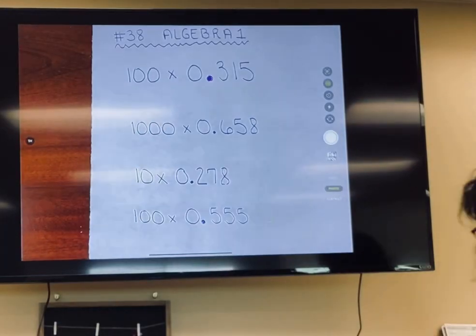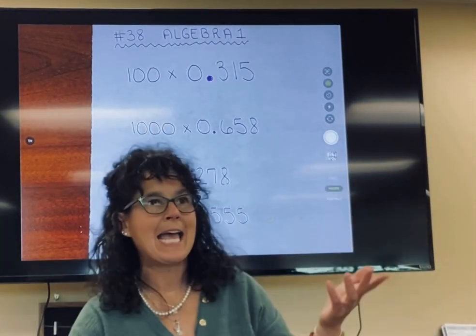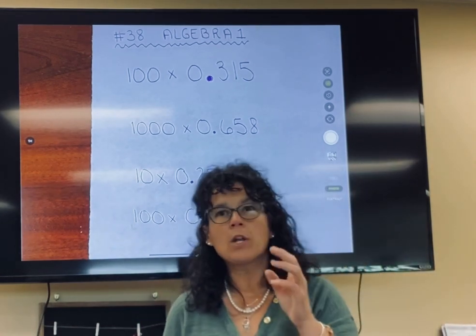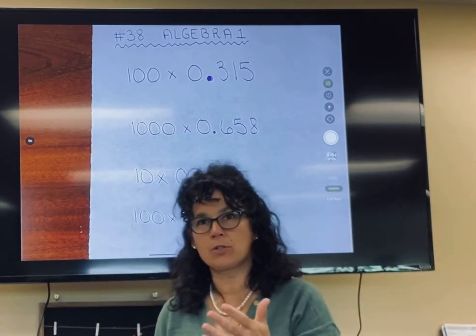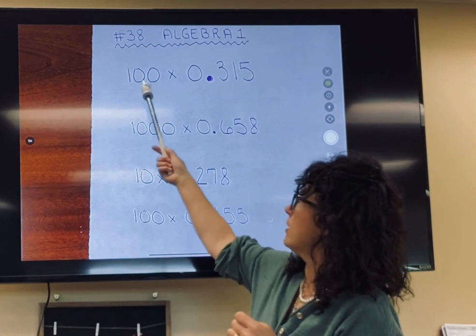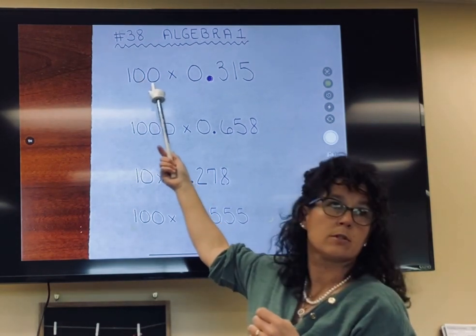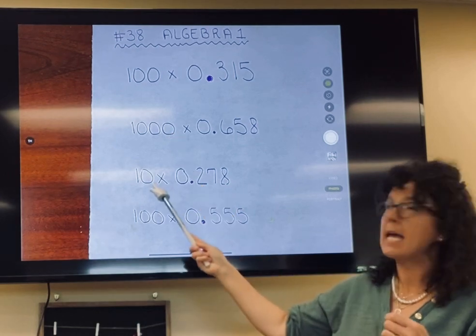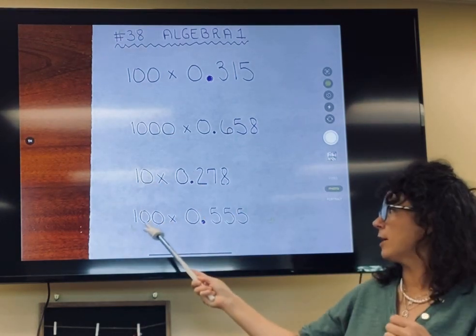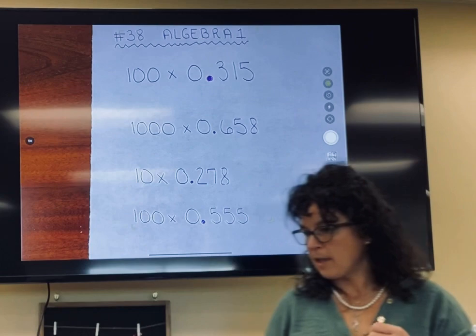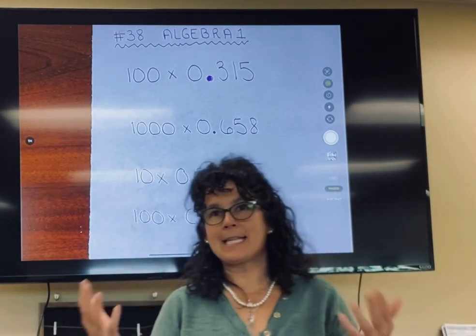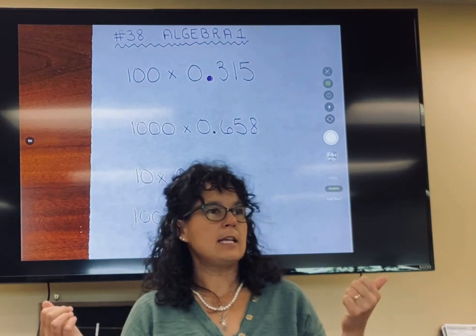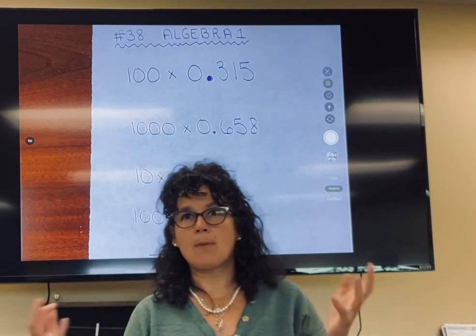If you are multiplying by 10 or 100 or 1,000, the first thing you want to do is count how many zeros there are. So in this one, there's 2 zeros. In this one, there's 3 zeros. 10 has 1 zero, and 100 has 2 zeros. And when you multiply by 10 or 100 or 1,000, does the answer get bigger or smaller?